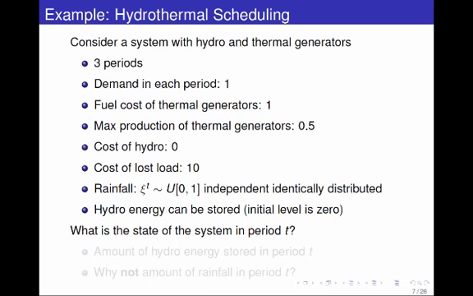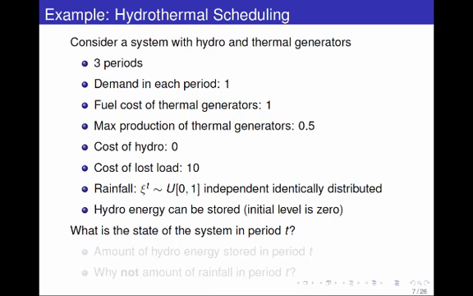Okay, enough said. Three periods. Demand in each period is one unit, whatever. If you want to use the thermal generators, you pay one unit of cost per unit of demand. And you can only produce half a unit of power from the thermal. The cost of hydro is zero. The cost of curtailing demand is very high. It's 10 times the cost of the conventional generator. Now, this is very important here. The rainfall you get in each period is a uniformly distributed random variable between 0 and 1, but identically and independent from time period to time period.